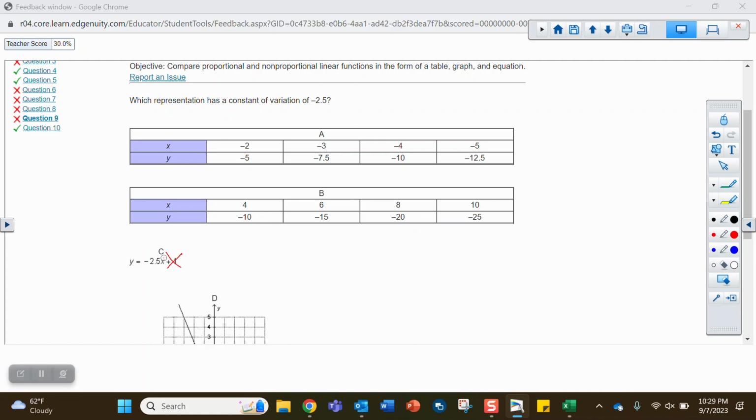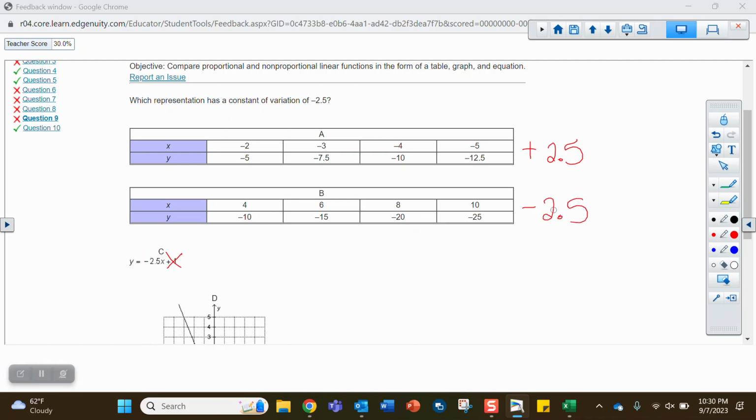Oh, negative over negative. Okay, A is out because when I take a negative and divide it by a negative, I'm going to get a positive. So this one would give you positive 2.5. Negative divided by positives. Check all these in a calculator, but 10 divided by 4, 15 divided by 6, and so on. That's all negative 2.5.